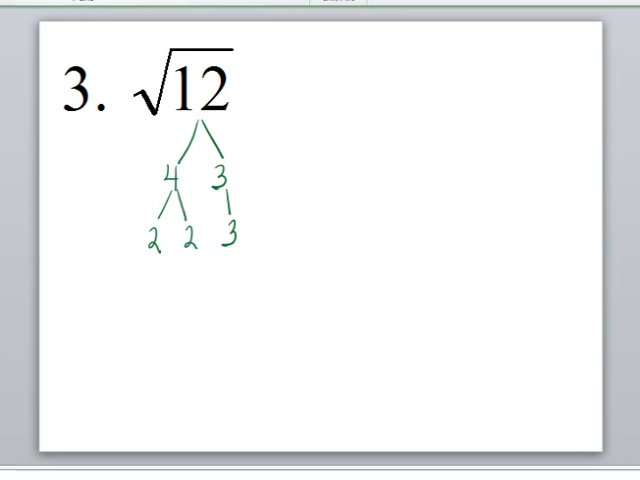What we're looking for are pairs. Anything that is a pair comes on the outside of the square root. Anything that is a single stays underneath the square root. Only write the pairs one time on the outside. The singles all get written one time under the square root.